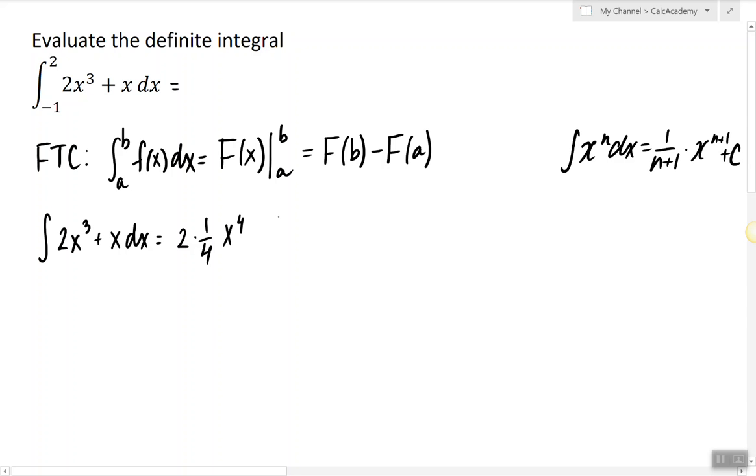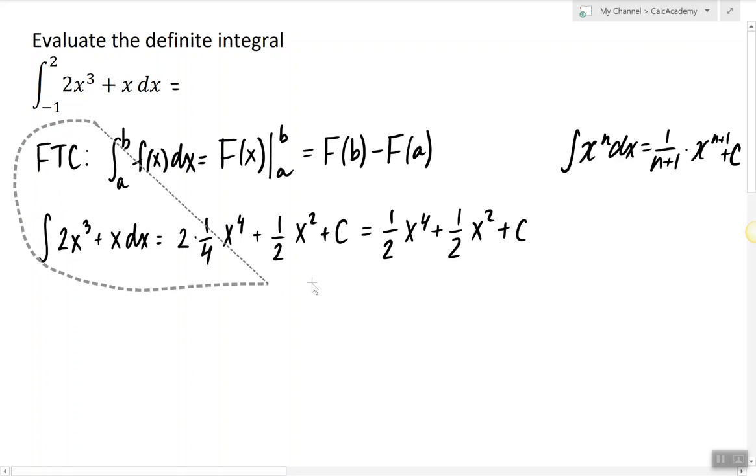And using this power rule, we can find the antiderivative of our function. We can simplify it a bit further. So the antiderivative is 1/2 of x to the 4 plus 1/2 of x squared plus c.